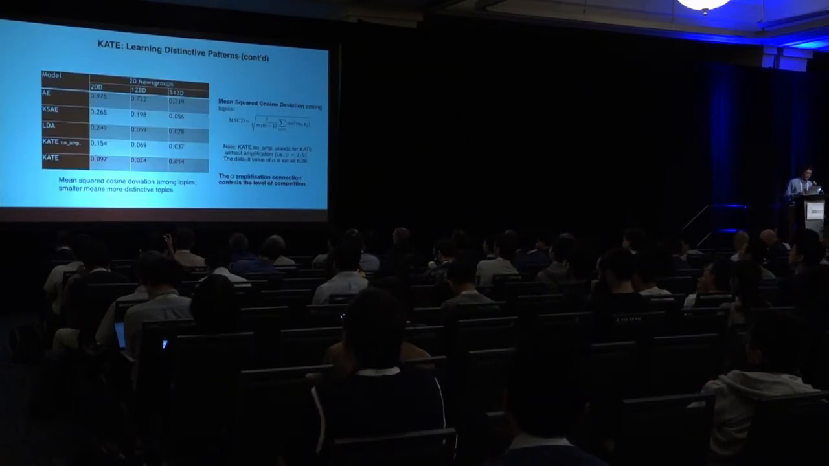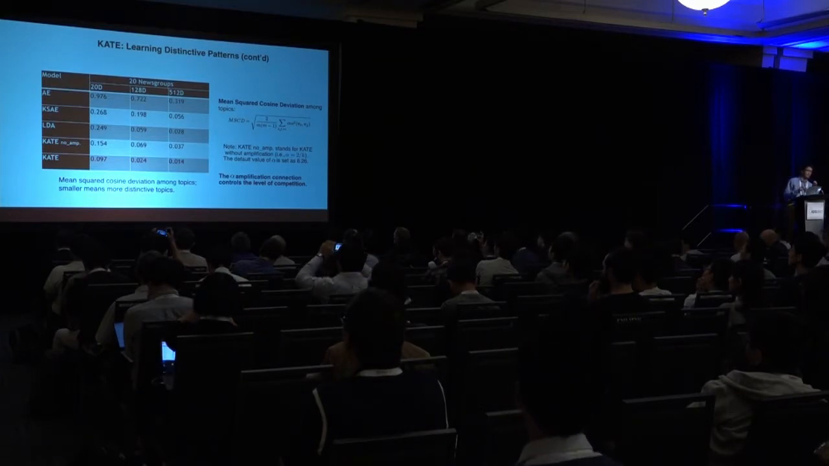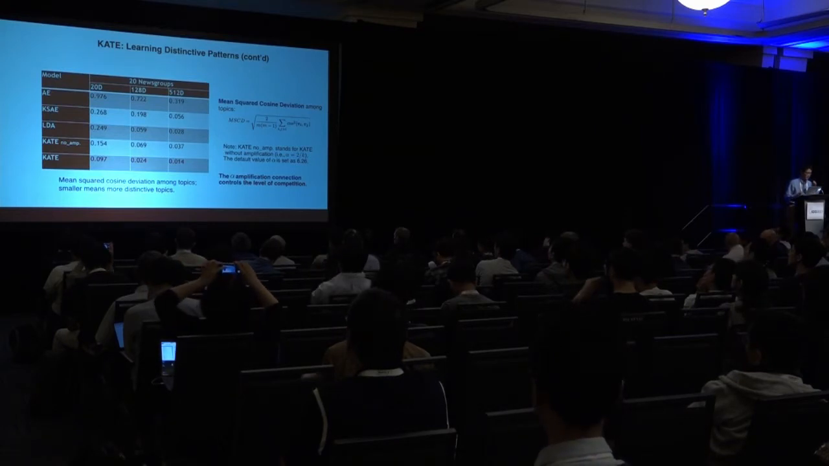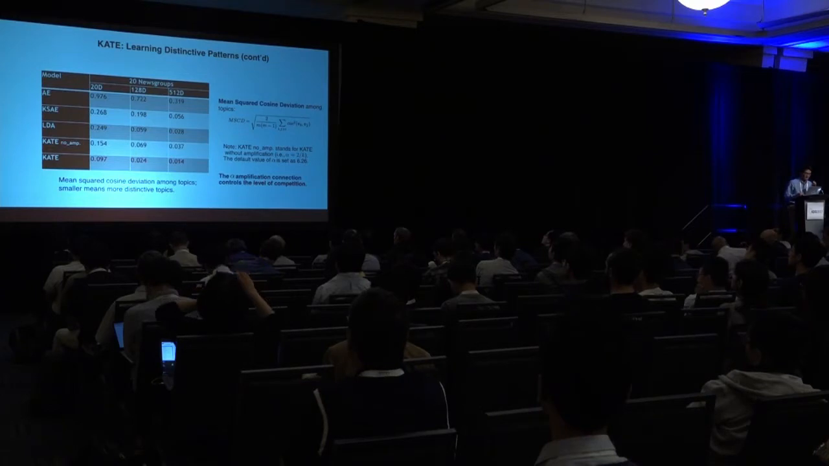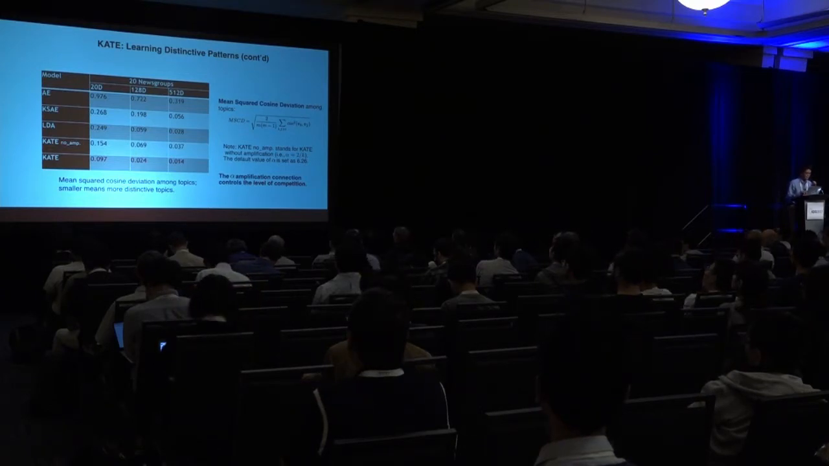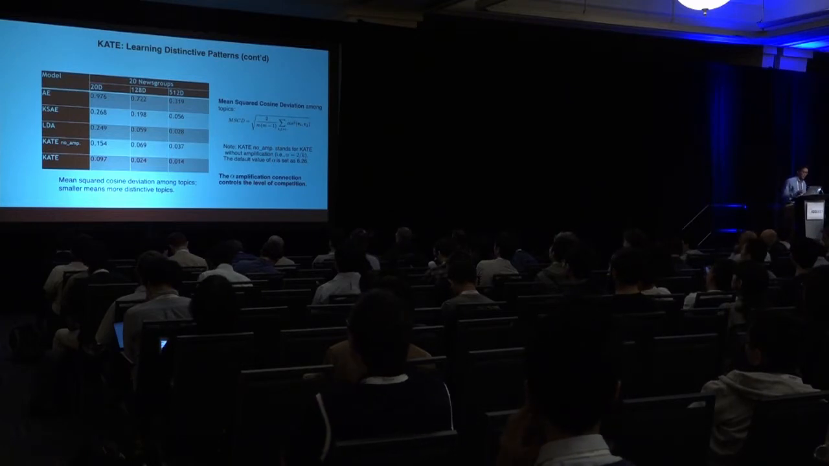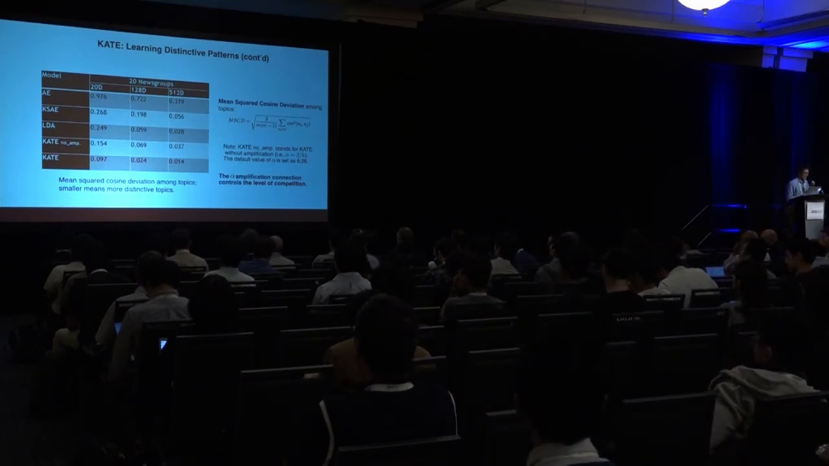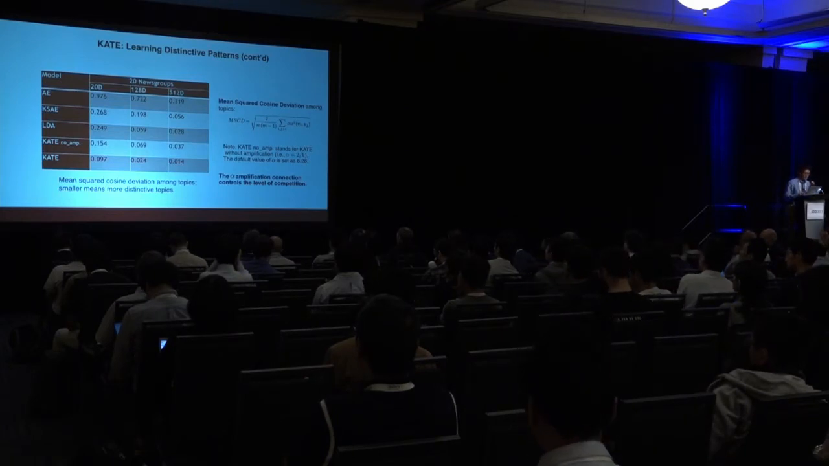So in order to quantitatively verify that KATE can learn more distinctive patterns than other autoencoders, we introduce a new metric called mean squared cosine deviation, MSCD, to evaluate how diverse the learned topics are. This metric basically computes how close the angle between 2 topic vectors is to 90 degrees, since 90 degrees means that 2 topics are orthogonal. A smaller value of MSCD means more distinctive patterns.